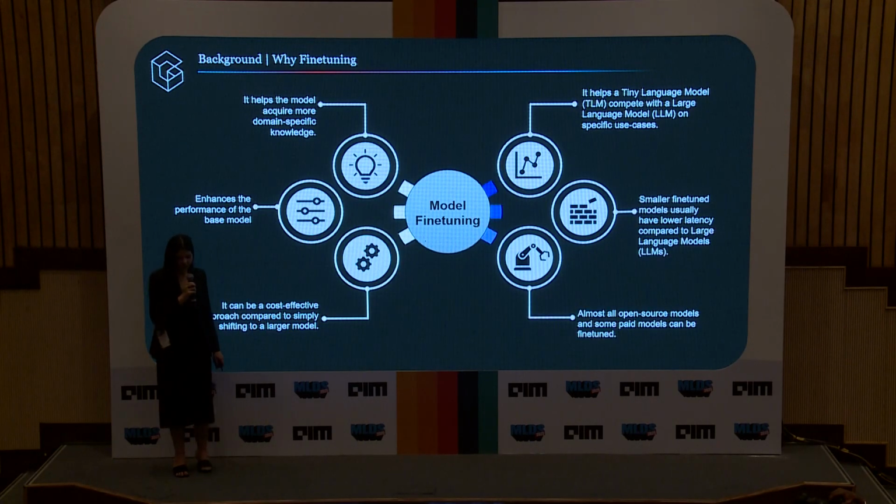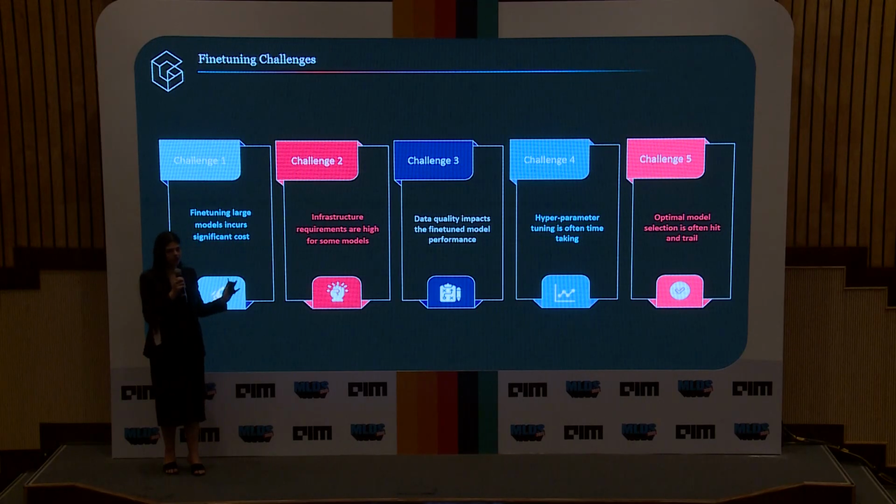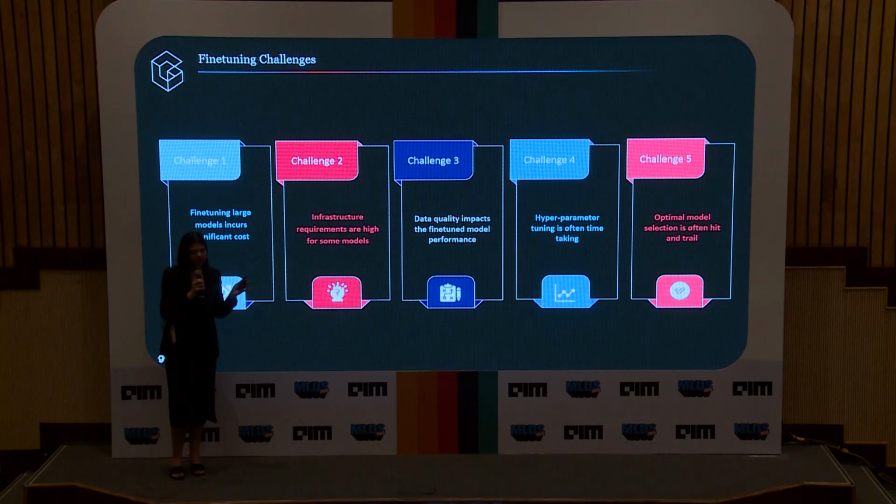We've already talked about this one, and most of the open source models are open for fine-tuning, and some of the proprietary models are there, and you can fine-tune them. Going ahead with the challenges, fine-tuning a model incurs a significant amount of cost. You need separate infrastructure, which is to be provisioned for your fine-tuning. Then the data quality is directly proportional to the quality of your fine-tuning. The better the data you provide to the model, the better accuracy you would see at the end.